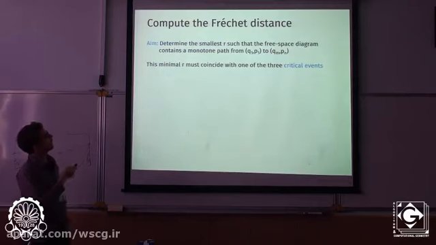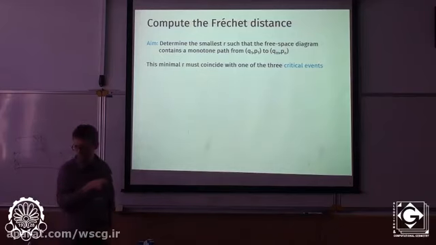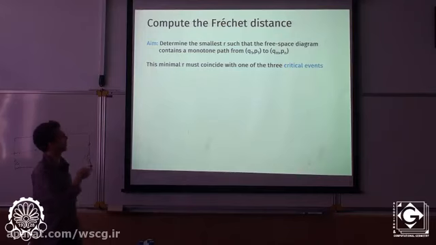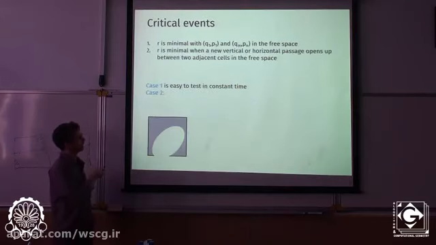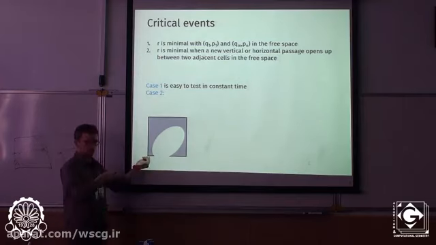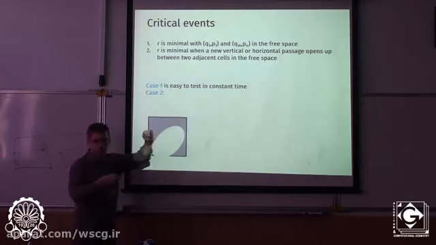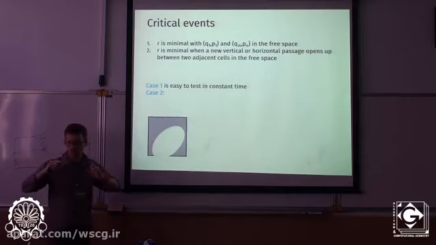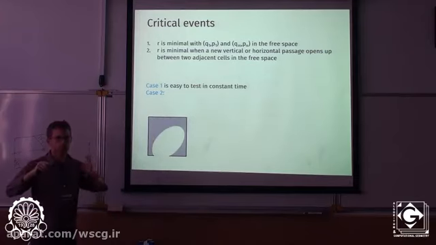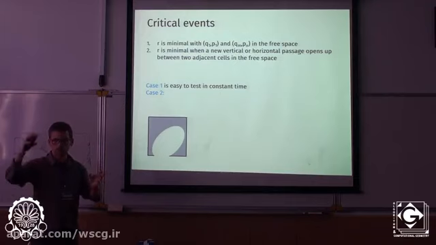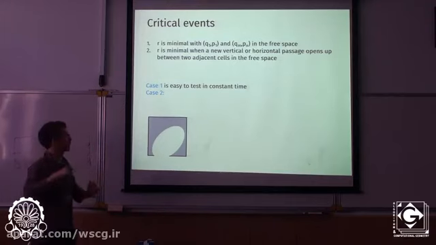So we want to find the minimum R where there is a path, and this minimum R can only occur at a certain number of critical events. There are three types. The first is very easy. It's obviously that the first two points are aligned and the last two points are aligned. So a possible value for the Fréchet distance is the first value of R where the first two can be aligned and the last two can be aligned.